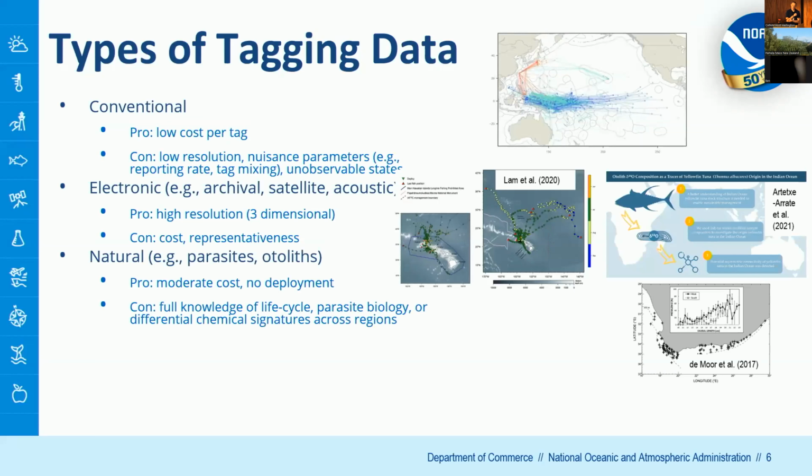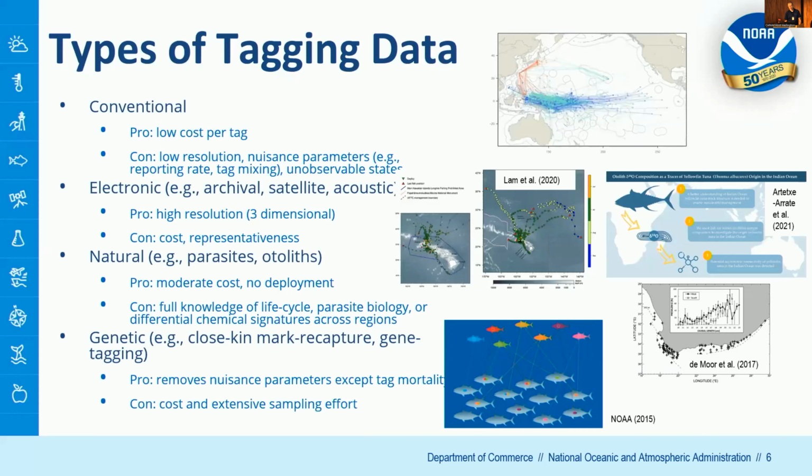And then there's also the use of natural tags, which I think is an interesting intermediary between the two. It's a moderate cost because generally speaking, you don't have to put tags out, they're already there. All you have to do is go out and collect them. But the problem here is you need to know a lot about the life cycle in order to interpret what those tags mean, when you're talking about either otoliths or even parasite infestation. I always like to cite the figure on the lower right, from Karen de Moor's paper in South Africa, where I think they used sardines, using parasite infestation to estimate movement between two regions off of South Africa. I think that's a really cool use of this kind of parasite data.